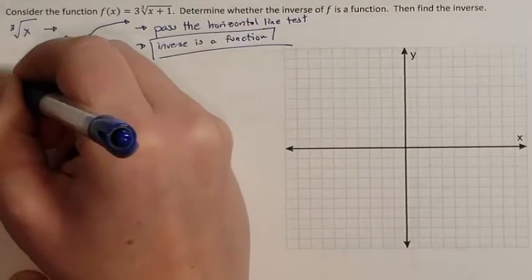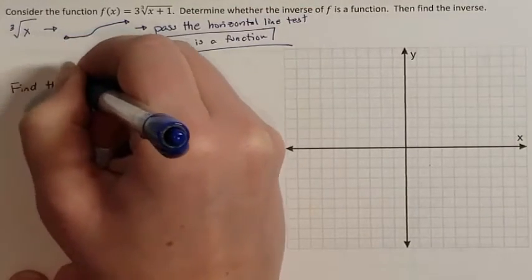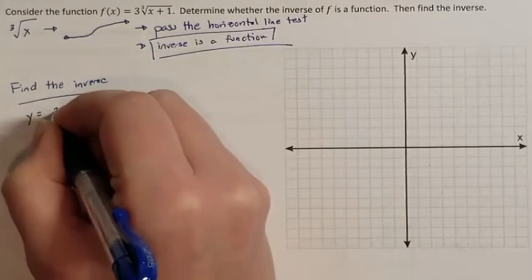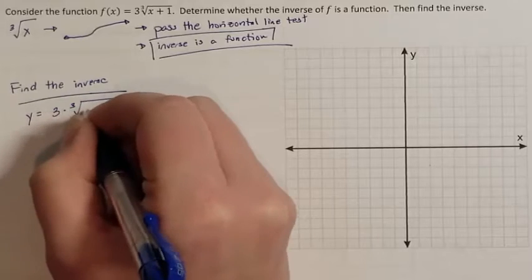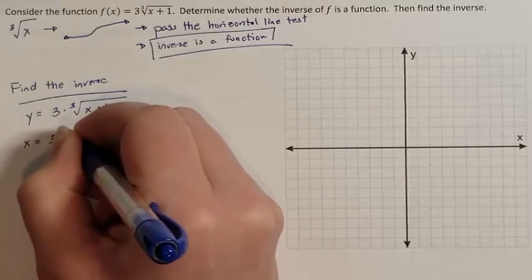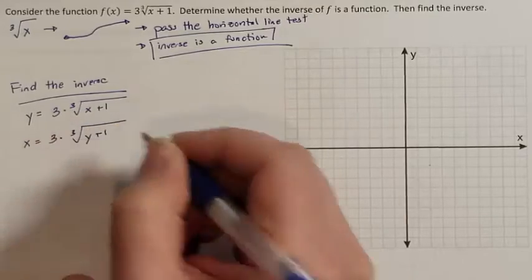So now it's asking me to find the inverse. So this is an f of x. I need it as a y. So here's my y equals function. Now I need to switch my x with my y, and I need to solve for y.